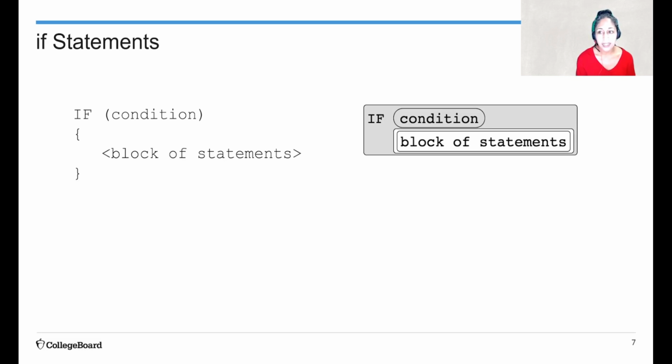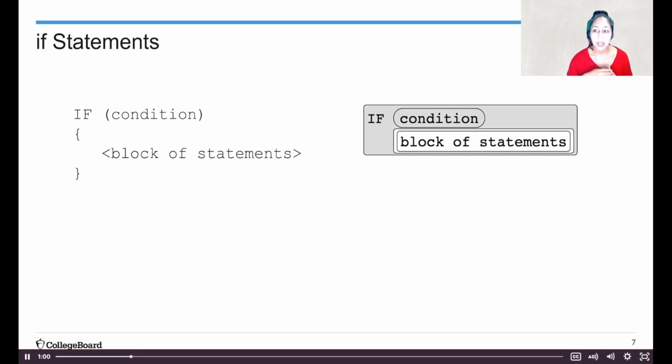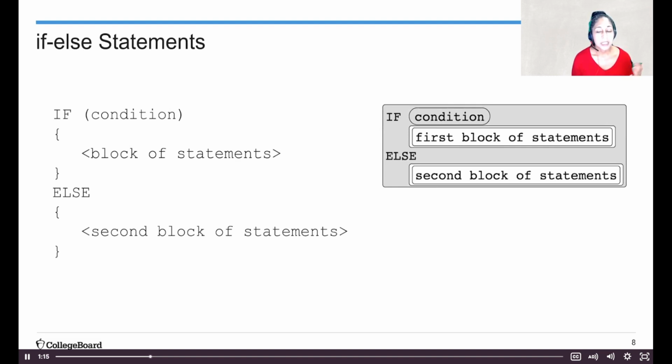a text-based language, it'll say if, and then in parentheses, a condition that I'm going to evaluate to be either true or false. If that condition is true, then I will do whatever statements are inside that block of statements. If I do this in a block-based language, I'm going to have if, and then have the blocks that represent the condition. If that condition evaluates to true, then I will do the block of statements that are associated with that if block.